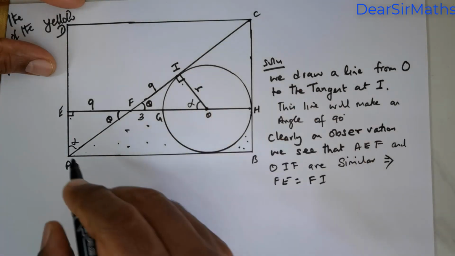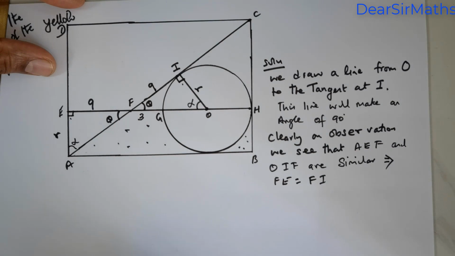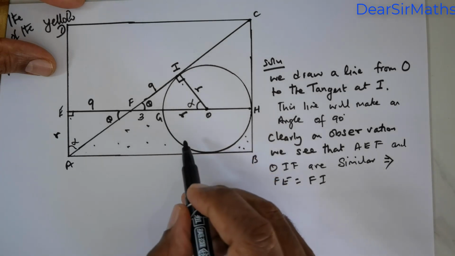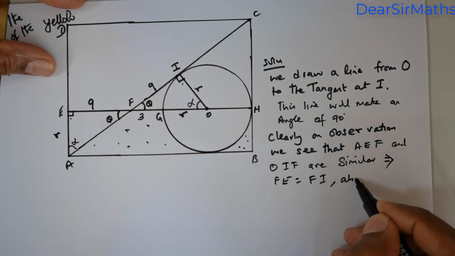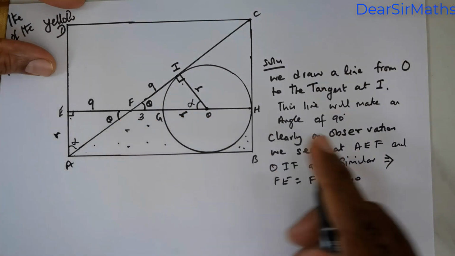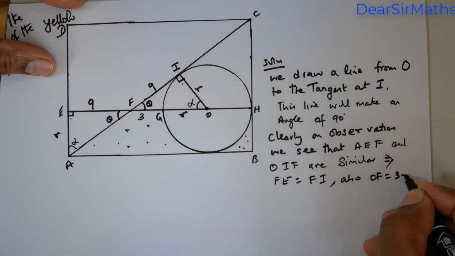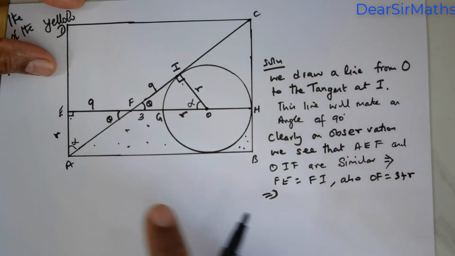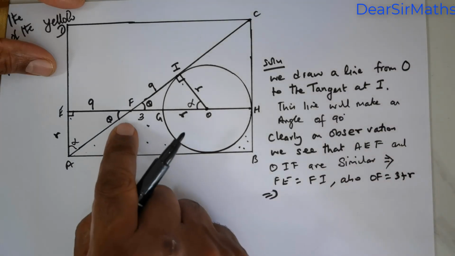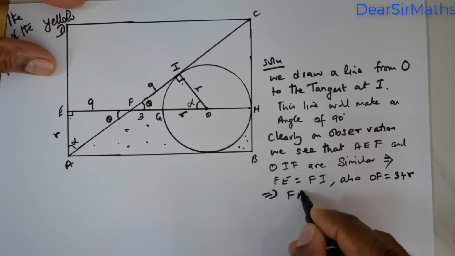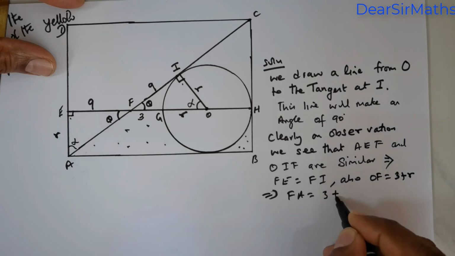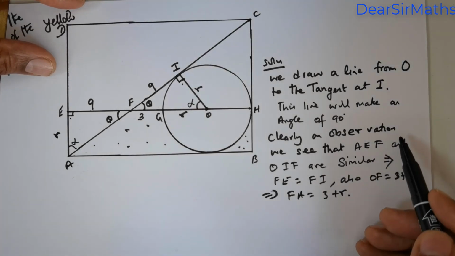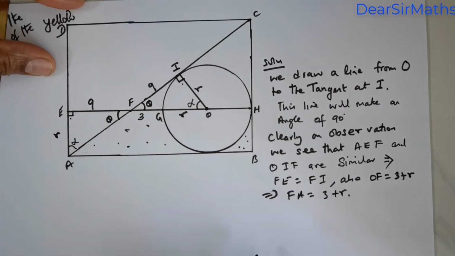I have taken this to be as R, so this is going to be R, and OG is going to be R. Therefore, also OF is equal to 3 plus R. So this is actually the hypotenuse side. So this would mean my FA will be equal to 3 plus R. So these are all some of the observations that we can have.